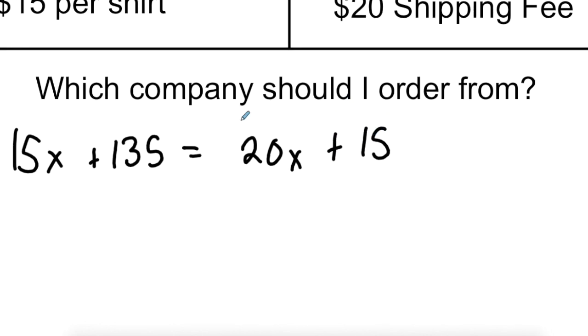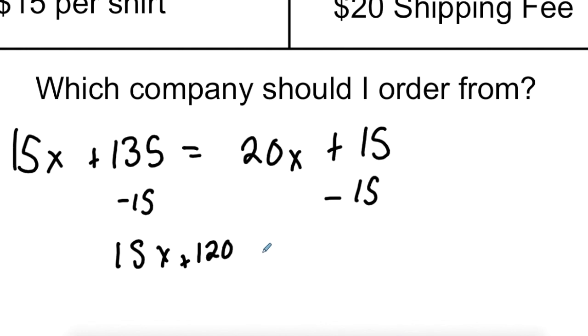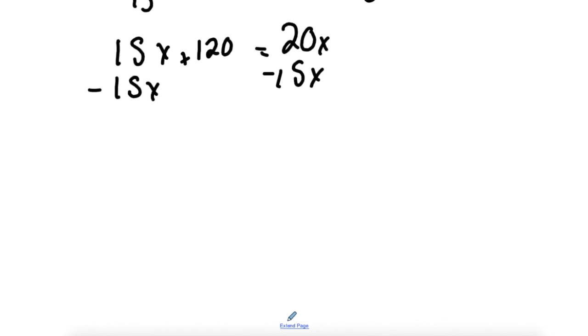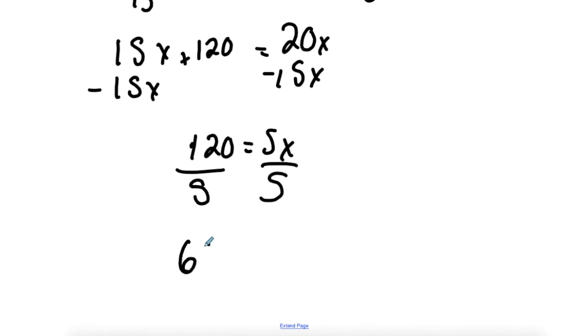Now, how I'm going to solve this is I'm going to subtract by 15 on both sides. I'll have 15x plus 120 equaling 20x. And then from here, I'm going to subtract by 15x. I'm going to get 120 is equal to 5x. And then from there, if I divide both sides by 5, I'll see that we'll have to buy 60 t-shirts in order for the price to be the same.